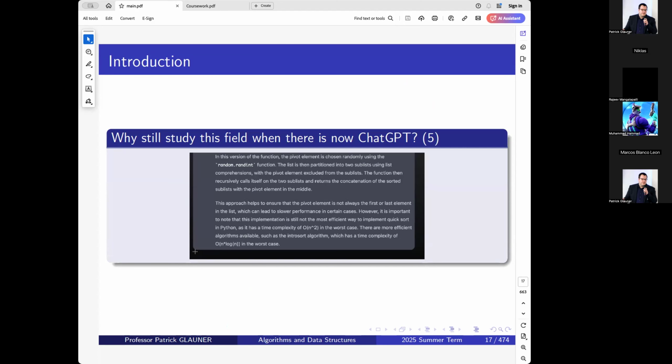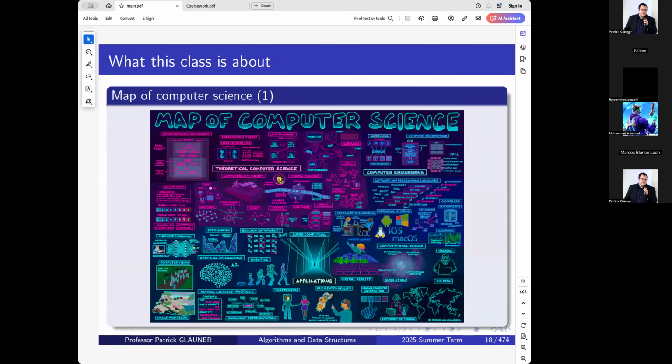And these lectures will obviously be recorded as well. Now, when you look at all the lectures I teach here, I always put this map of computer science in the slide deck. This map appeared maybe some 5 or 10 years ago on the internet, and it provides you with the big picture of computer science, like theoretical computer science, computational complexity, cryptography, computer architecture, AI, and lots of other stuff.